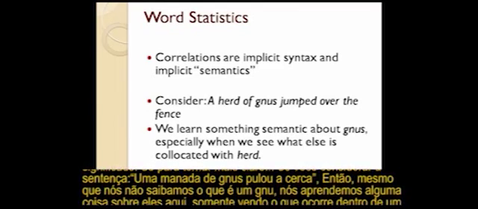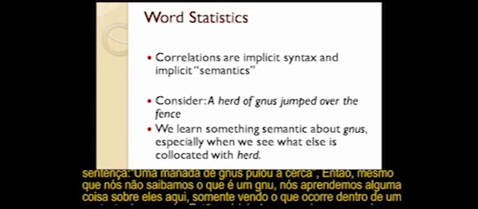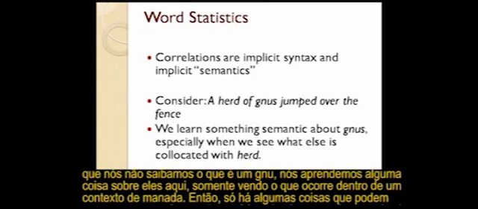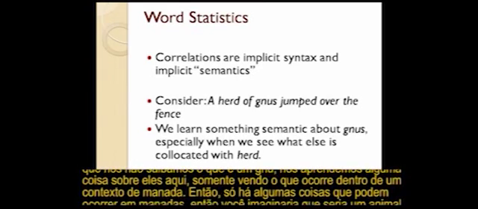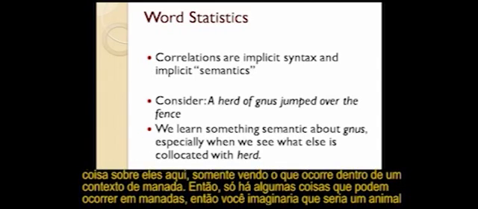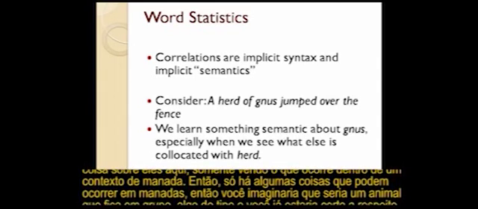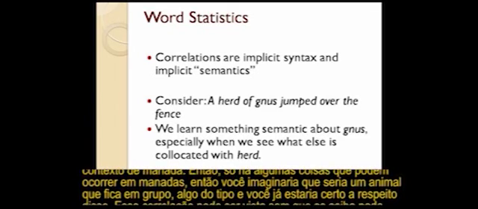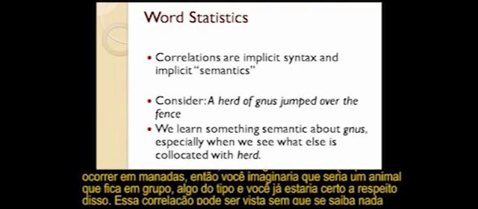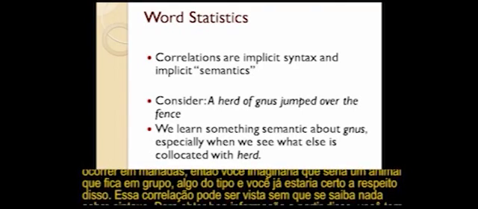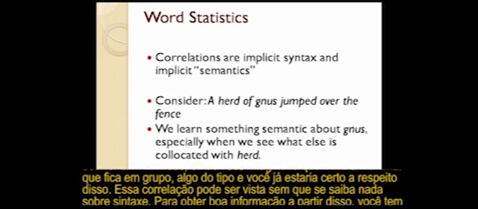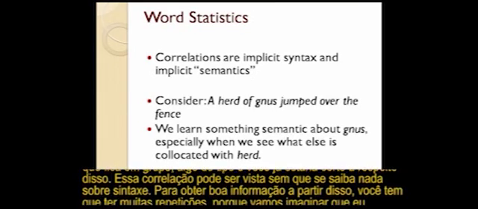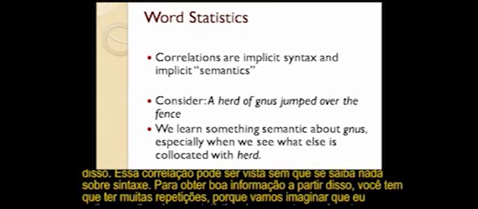then even if we don't know what a gnu is, we learn something about them just by seeing that it occurs in a close context with herd, right? So there's only certain things that can occur in herds. So you would guess that probably it's a hoofed animal, something like that, and you'd be right about that. And that correlation can be figured out without knowing anything about syntax, right?